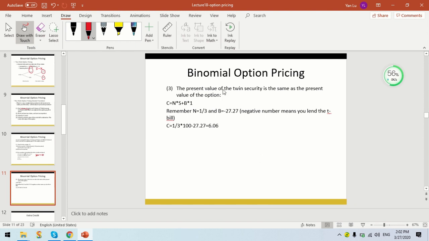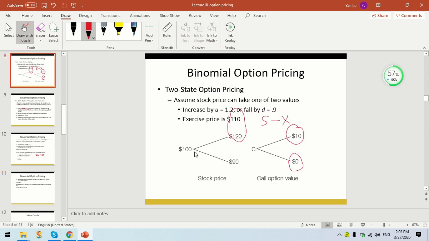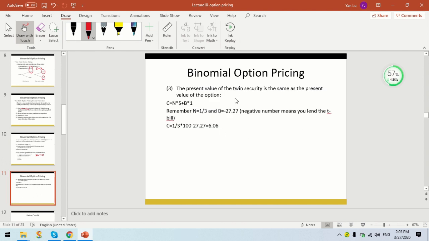Okay, the last step is to get the present value of the twin security. This is also the present value of the call option we are computing now. So what is the call option's value? It's equal to N shares times today's stock price, the present value when you purchase N shares of stock at time zero. We have 1/3 shares times the stock price. The stock price in this question is 100. You can see from this slide, at time T it is 120 or 90, but at time zero, it is 100. So 1/3 times 100 minus 27.27, and it is $6.06. So this is our call option's present value.